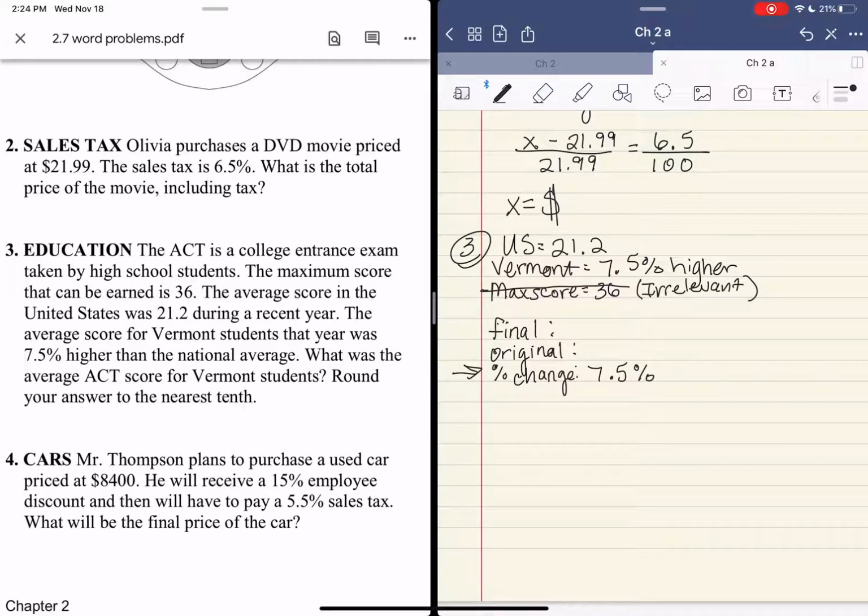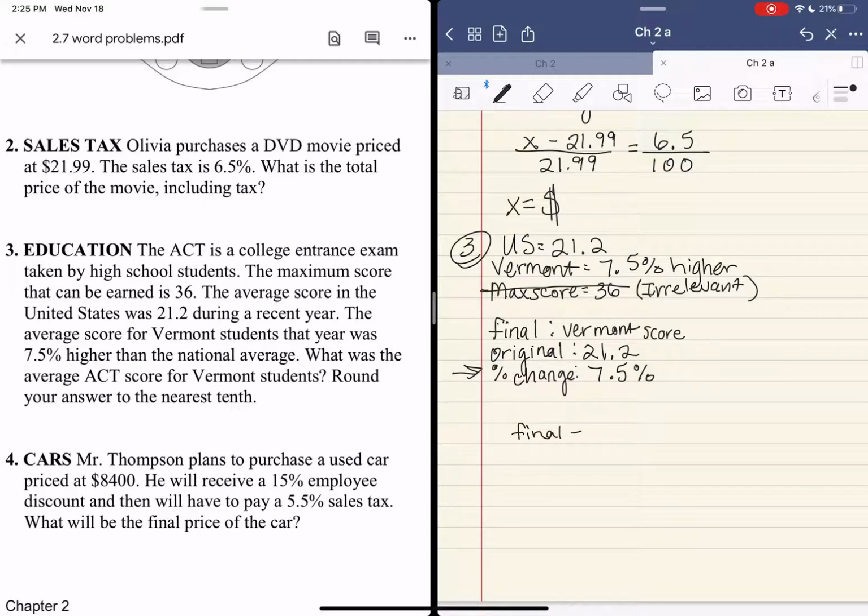The original. You can think about what is going to be 7.5% higher. What's going on here? The score is going to be 7.5% higher than it was originally in the US, basically. So the US is going to be kind of our baseline. You can think about it as a baseline. And the final is going to be just Vermont. So let's plug this in.